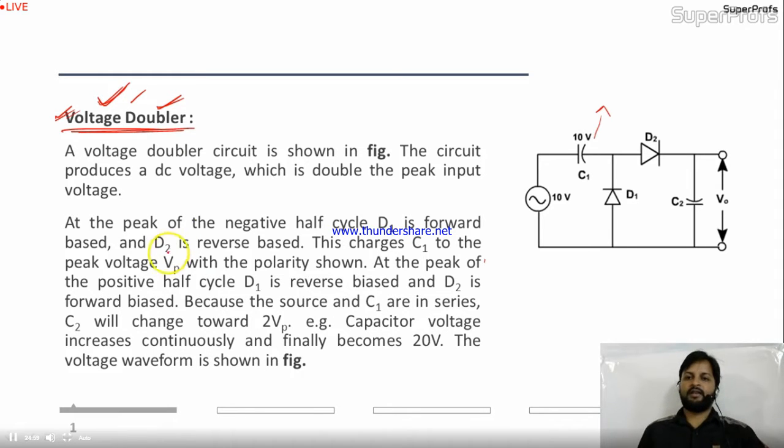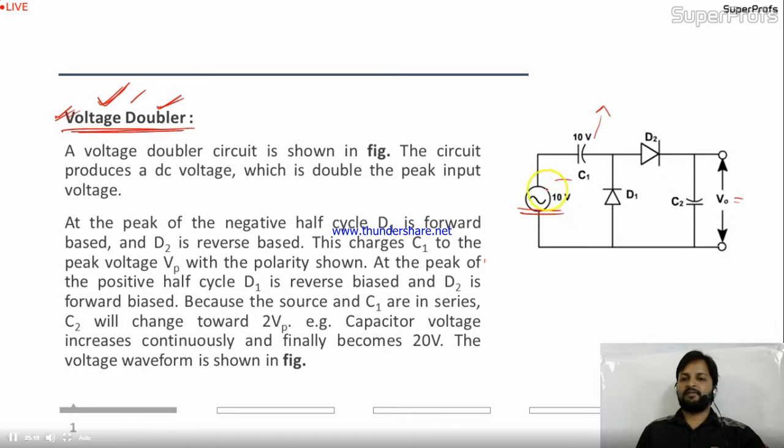So friends, how will this circuit work? Let's see the circuit first. 10 volt input. This sine waveform, or AC waveform I can say, is applied to this circuit, connected with C1, and this is connected to D1. Again the circuit has D2 connected with C2, and the output you are taking at this stage.